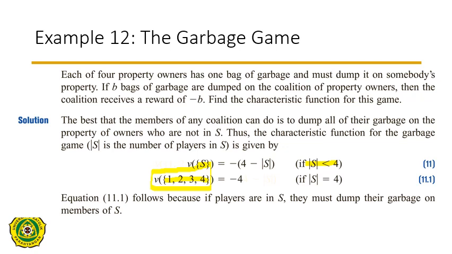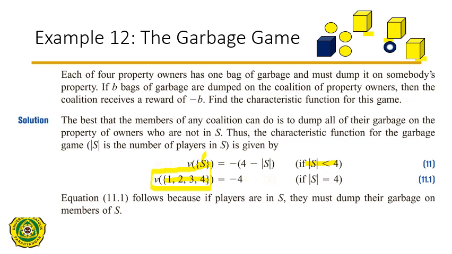Now, it's quite different if the subset does not contain all members in the coalition. Let's say this coalition S contains 3 players. So something like this. 3 property owners are the yellow coalition, and then just 1 property owner becomes the dark blue coalition. So in this case, the yellow property owners will throw their garbage to the blue property, and then the blue property throws the garbage to the yellow coalition.